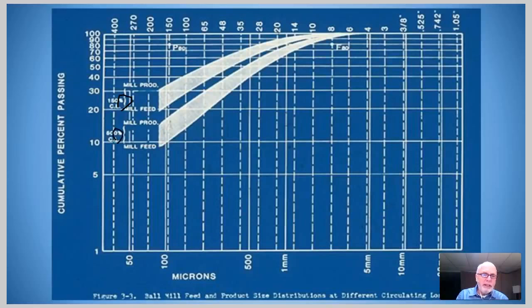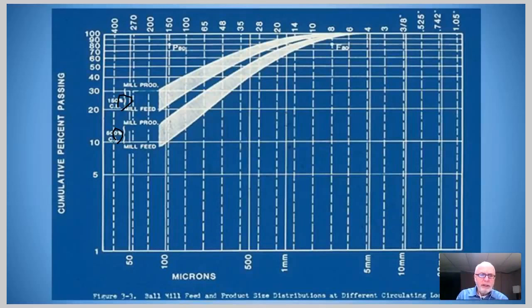The shaded area in the circuit with the low circulating load shows the mill contents. The bottom line is the mill feed, the top the mill product, and the shaded area in between represents what's inside the ball mill. If you look at the amount finer than the P80.